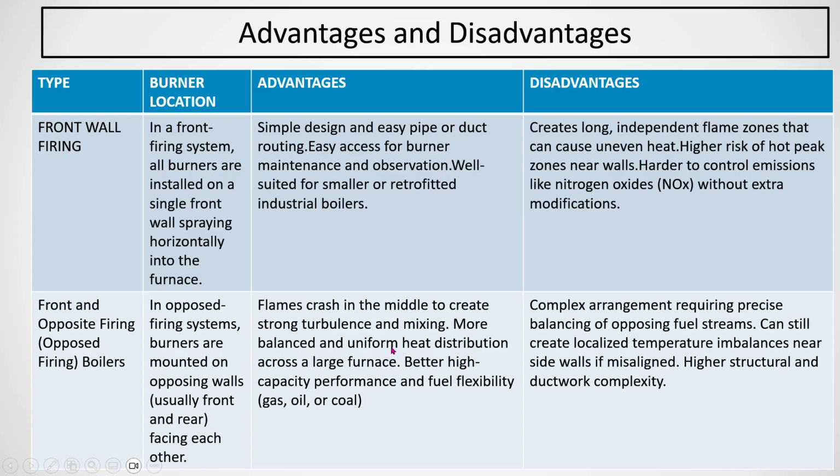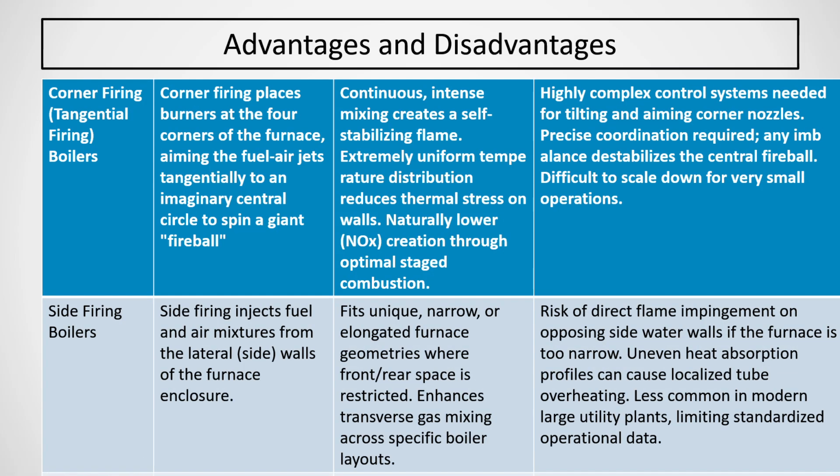The advantage is better turbulence in the middle, so mixing will be better, heat distribution will be uniform, and there is high capacity performance and fuel flexibility: different types of fuel can be used, gas, oil, and coal. But as the burners must be mounted on both the front and rear sides, pipe and duct size involvement will be on both sides, and structure is also required on both sides. That's why it is a complex design, and ducting and structure will also be costly.